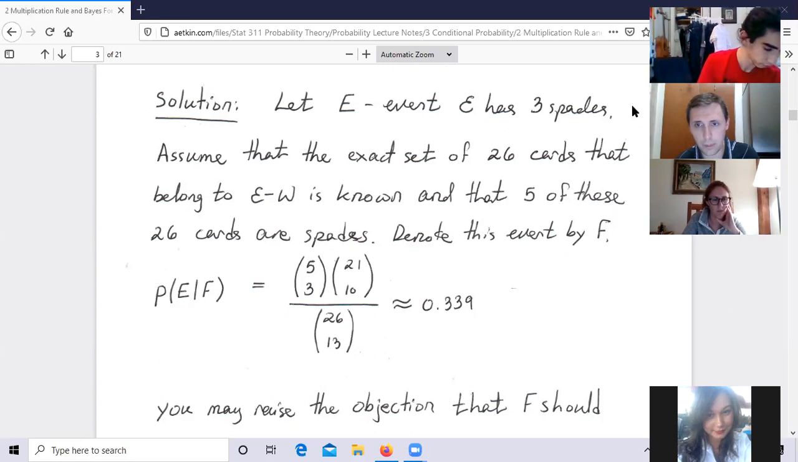Okay, so I can assume that the situation is much more definite, that I know exactly which 26 cards are shared by East and West. And among those cards, exactly five very specific cards are spades. And so what we have is one probability is 5 choose 3. In other words, which particular three cards belong to East? And then 21, because I cannot use any more of those five cards, there are 21 cards left from them. I have to choose 10 to complete the set for East. And of course, it goes without saying that the cards that were not picked are the cards that West has. And that's divided by 26 choose 13. Yes? And then when you simplify this answer, the answer is 0.339. That's one way to solve this problem.